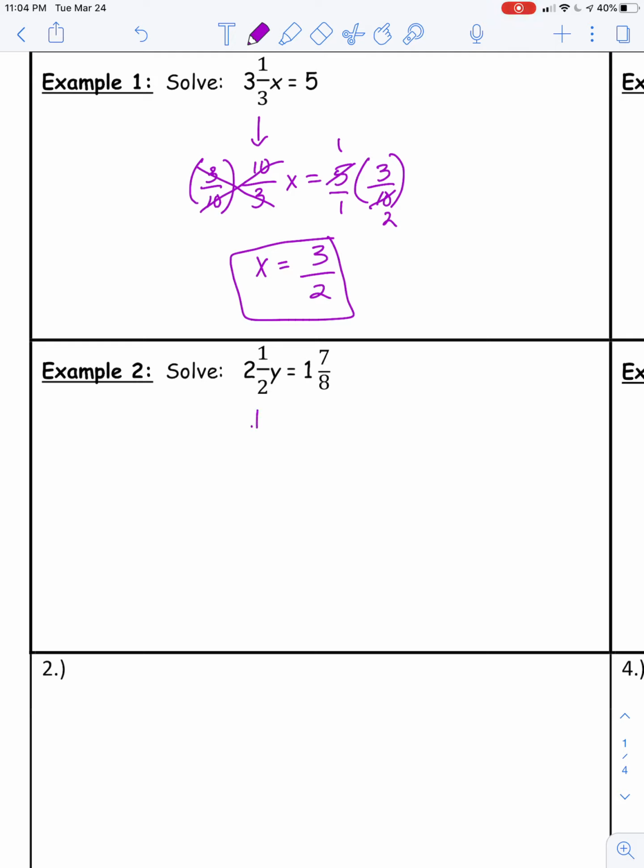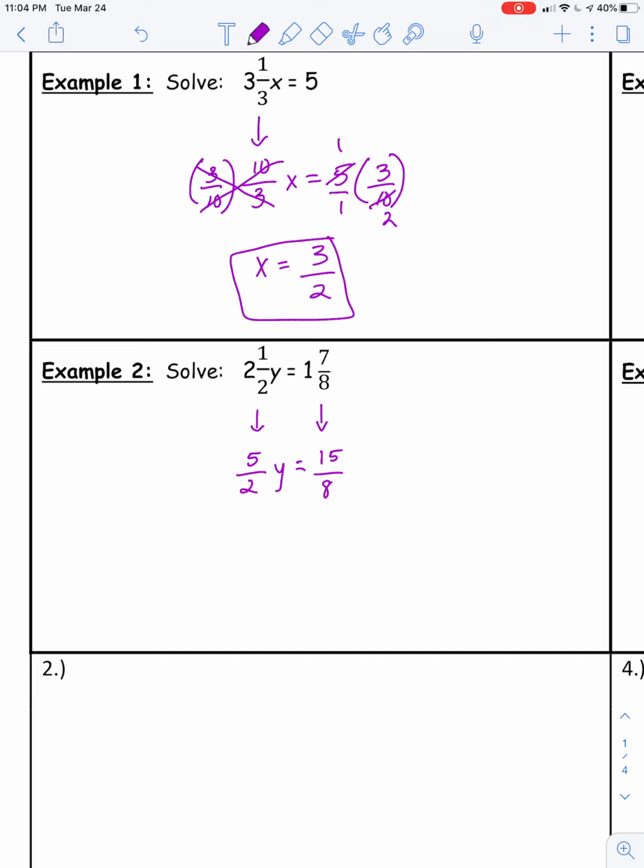I have 2 1/2 y equals 1 7/8. We're going to turn both of those into improper fractions. So if we take 2 1/2 and turn that into an improper fraction, we would end up with 5/2 y equals, and we're going to take 1 7/8 and turn that into an improper fraction, and we would end up with 15/8. Okay, so there we have the same format that we've been working with.